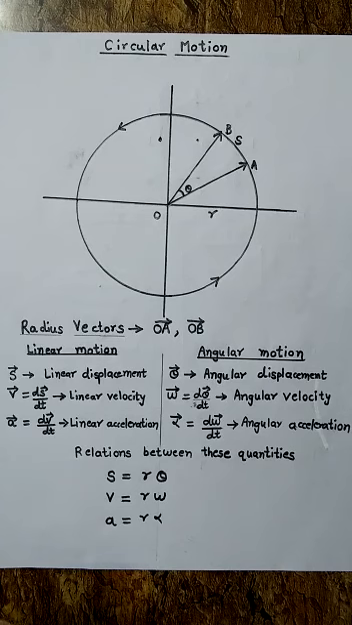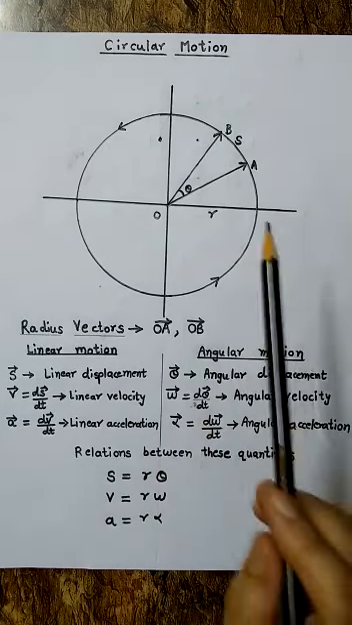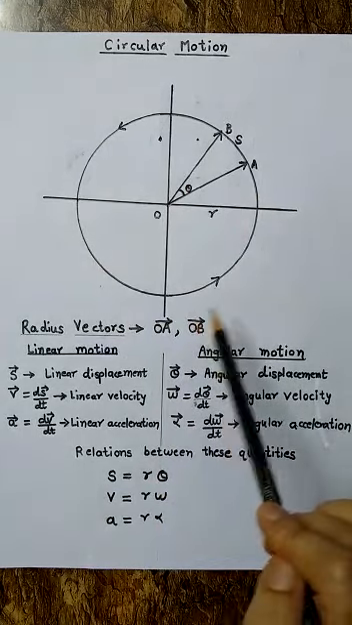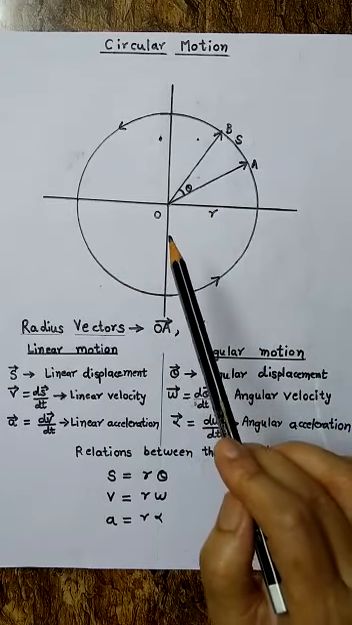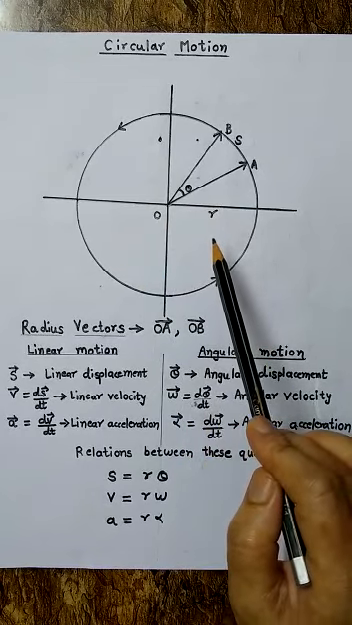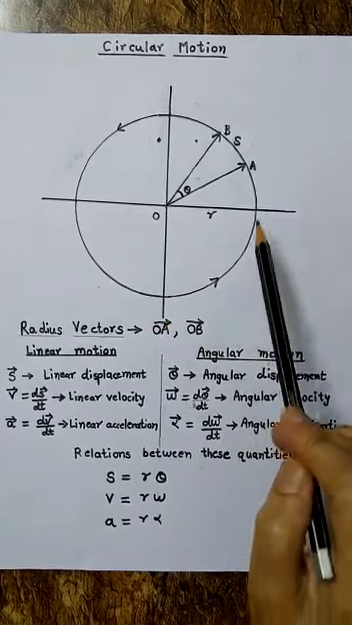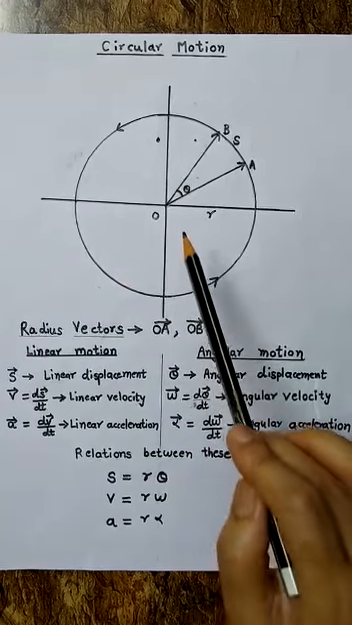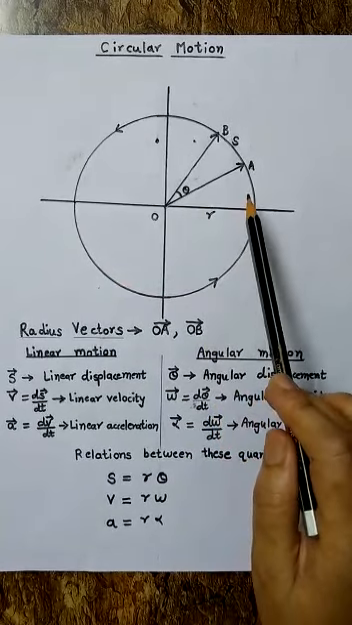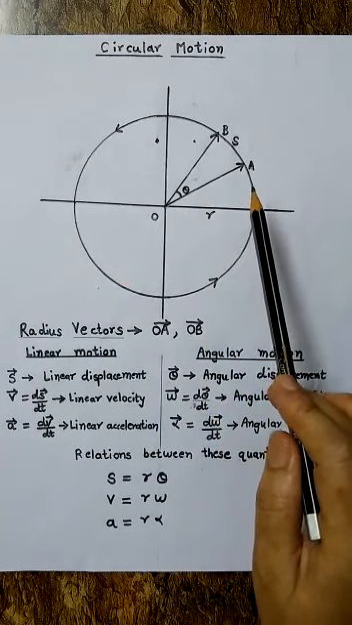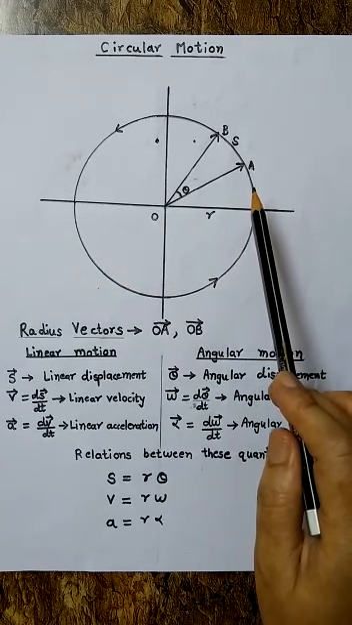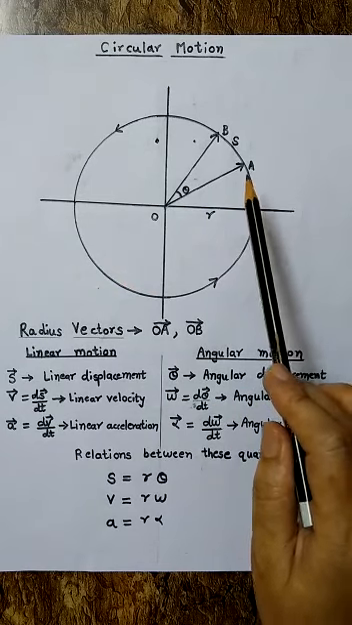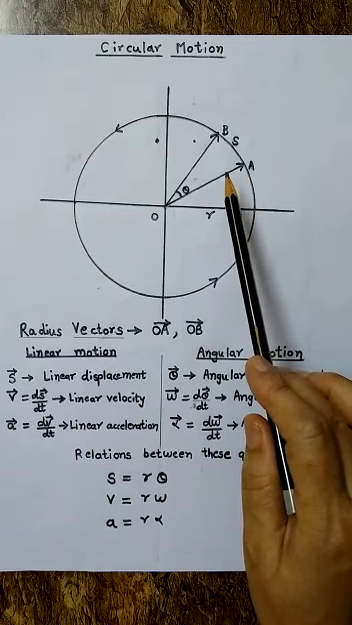Now let us be familiar with some concepts related to circular motion. For that, consider this diagram. This is a circular path having center O and radius R. The particle is moving along this circular path in anticlockwise direction. Suppose initially the particle is at point A. Then after a very small time interval t, the particle moves to point B.